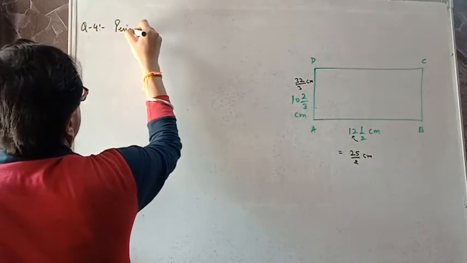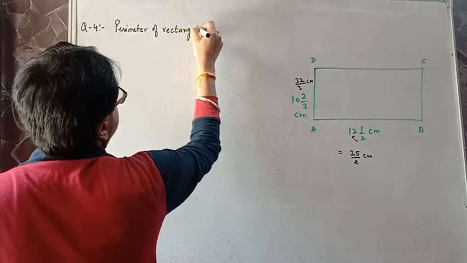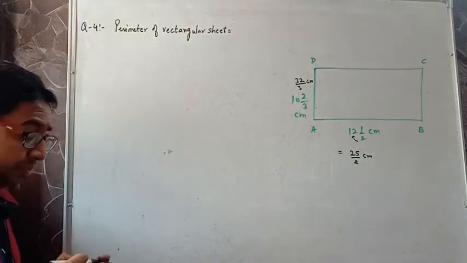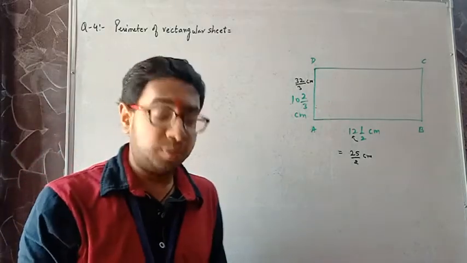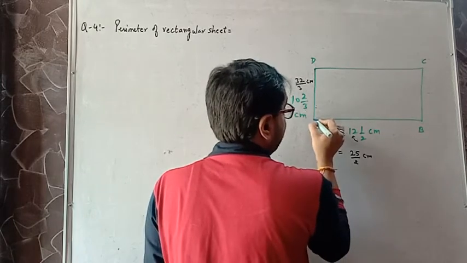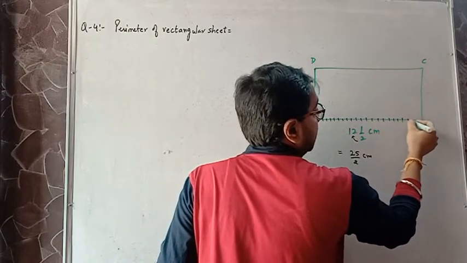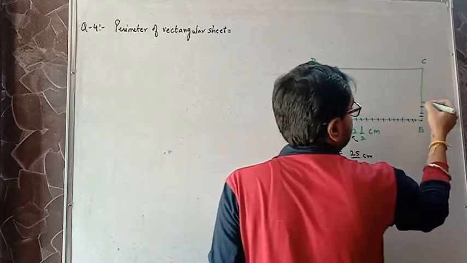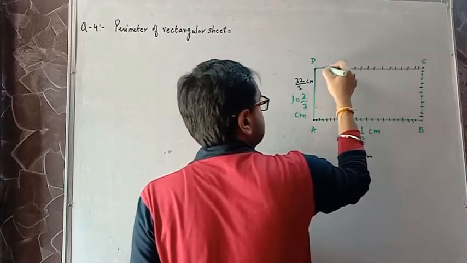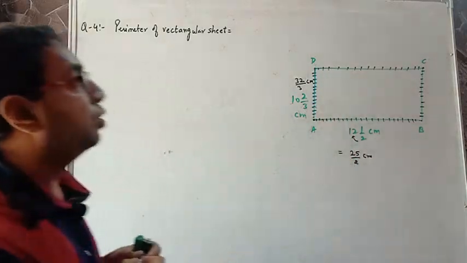Now question number 4. Perimeter of rectangular sheet is equal to, what is the formula of perimeter of a rectangle? See how to remember. Perimeter means along the boundary. When you move along the boundary in a complete direction. Start from here. We moved, reached point B from here, reach point C from here, reach point D from here.